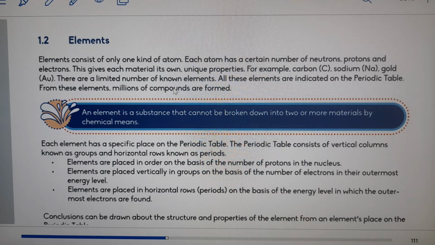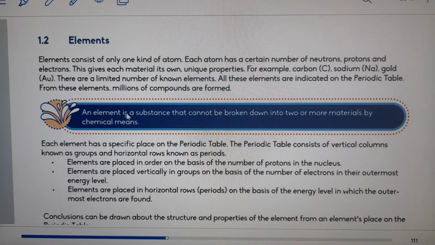Remember, subparticles form an atom, and the atoms form elements. And now we learn something new, that elements form compounds. So now let's learn the definition of an element, so that we can know how to explain an element. An element is a substance that cannot be broken down into two or more materials by chemical means. Remember, we discussed this in our first lesson, that an element cannot be broken down.